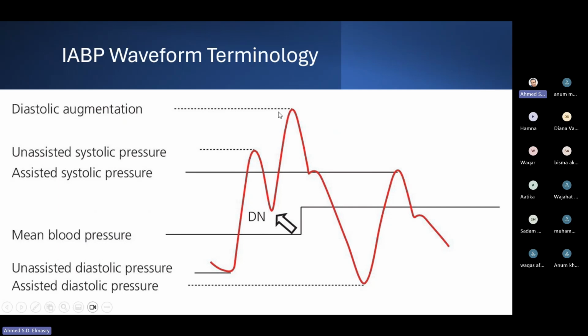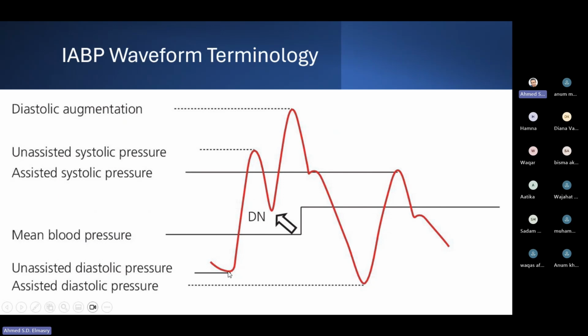And the terminology of the intra-aortic balloon: this is the unassisted waveform, before the dicrotic notch, before the inflation of the balloon. It is called the unassisted form, and after the dicrotic notch and inflation of the intra-aortic balloon, it is called the assisted waveform.